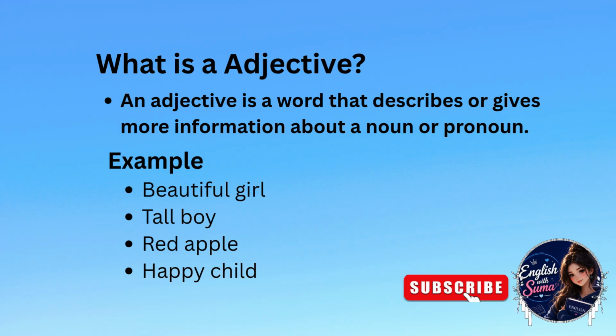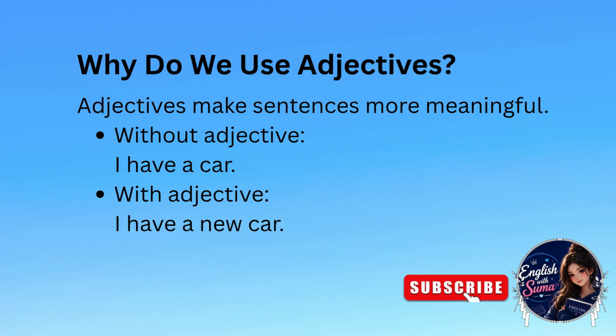For example, beautiful girl, tall boy, red apple, happy child. The words beautiful, tall, red, and happy are adjectives because they describe the nouns. We use adjectives to make our sentences more clear and interesting.